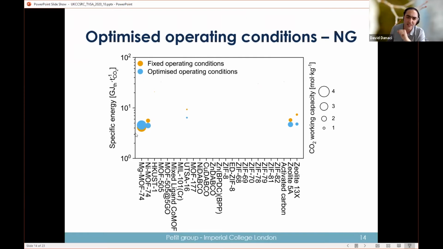And in this case, it's around 4.5 gigajoules per ton to achieve those targets. In the case of zeolite 13X, apparently we can achieve this target while consuming less energy per ton of CO2. And this really highlights the importance of optimizing your process conditions.